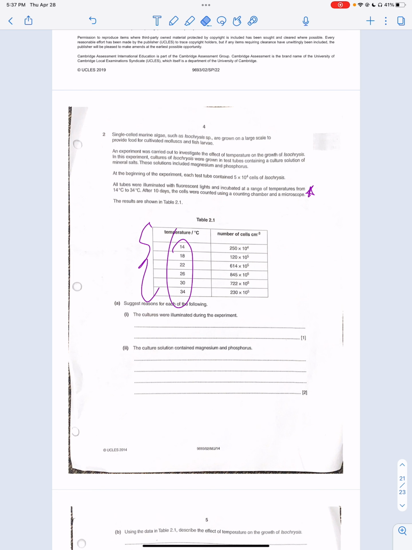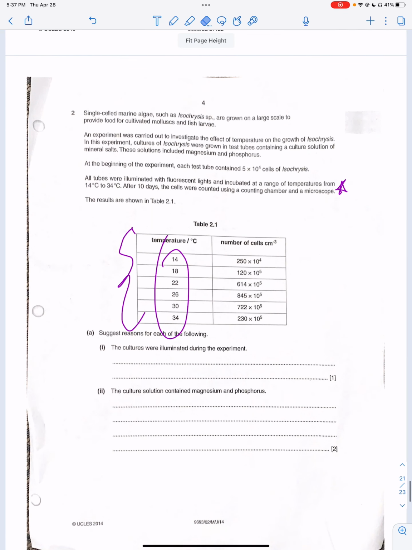So if you had to change a variable, this is from 2014, paper 2. Single-cell marine algae, Isochrysis was their species name, are grown on a large scale for aquaculture, for mollusks and fish larvae, things that are grown in fish farms. An experiment was carried out to investigate the effect of temperature on the growth of that algae species. In the experiment, cultures of that algae species were grown in test tubes containing a culture solution of mineral salts.